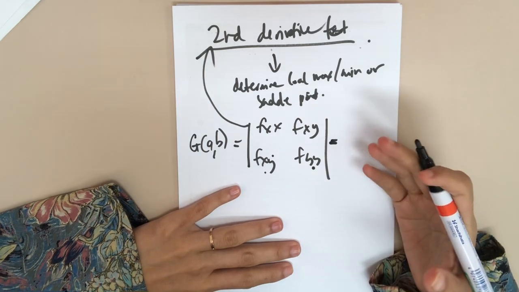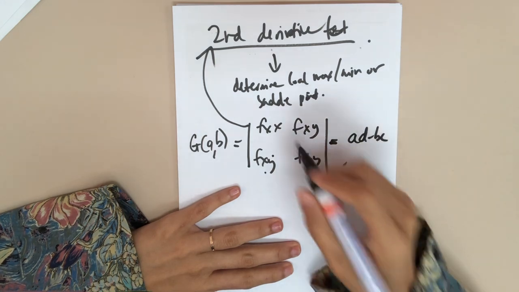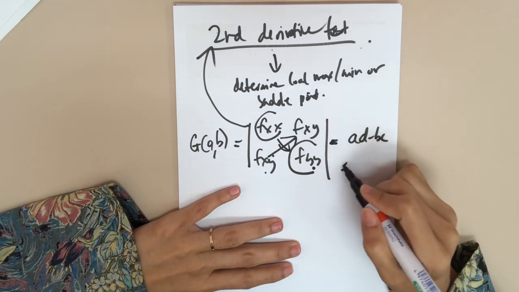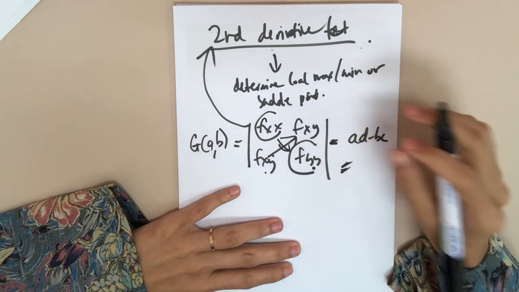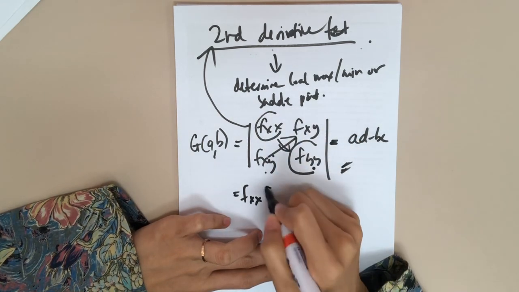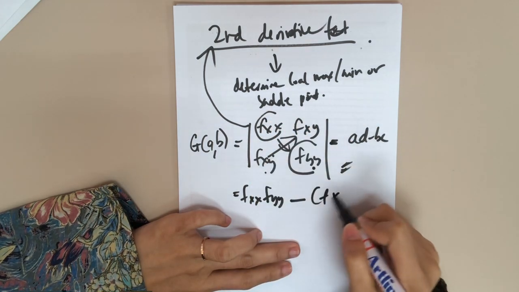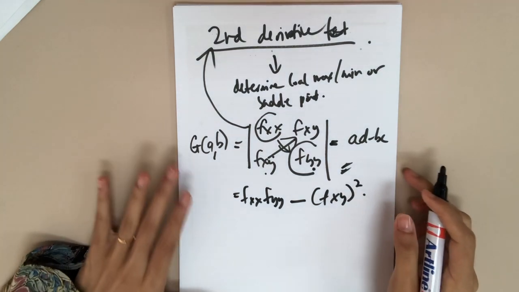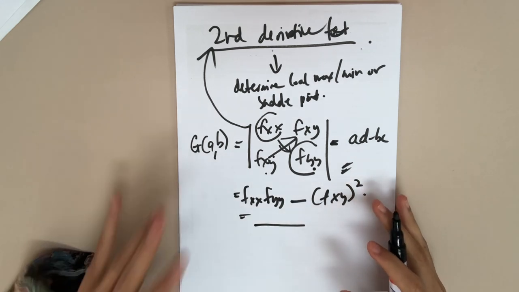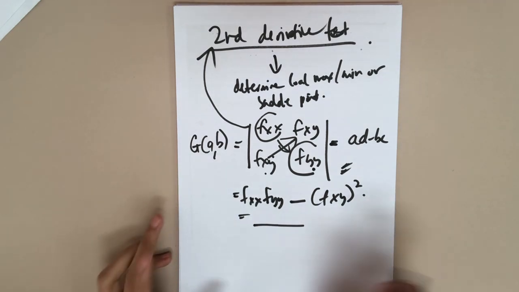So how to find the determinant? If you still remember, it must be AD minus BC. I don't want to explain this part in detail, so I just write it: fxx times fyy, that is A times D, minus B times C, so fxy squared. Then you will get a value or a function, because the variable x or y can still exist here.